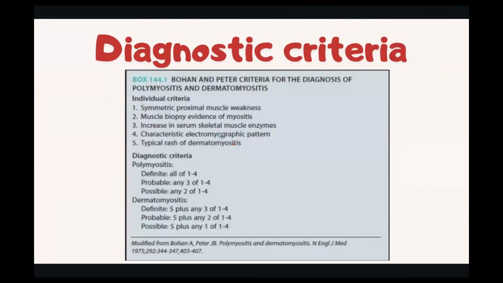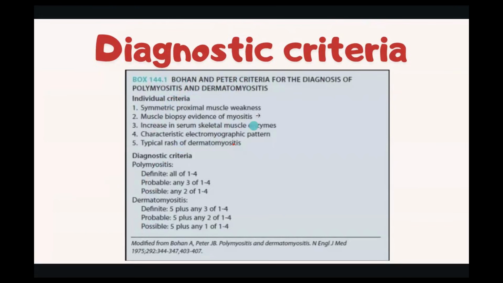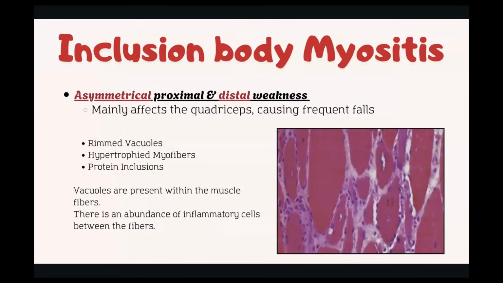Okay. Now, diagnostic criteria. So just understand the name of the criteria. We have Bohan and Peter criteria for the diagnosis of polymyositis and dermatomyositis. And we just talked about this. You can read them. For the diagnosis, we're going to talk about that in a bit. We need to have an increase in serum skeletal muscle enzymes, which are the creatine kinase and the LDH.